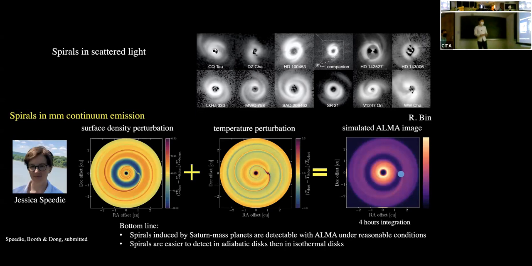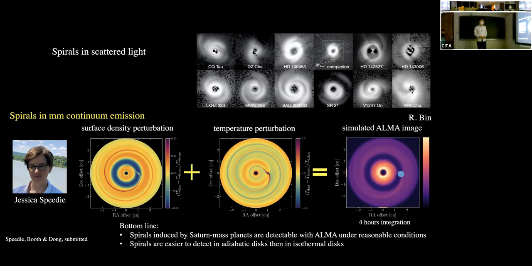So my student Jess looked into this. She used FARGO simulations to obtain the surface density and temperature perturbation of some millimeter-sized dust particles perturbed by a planet. And with these two, she was able to simulate ALMA images. So those are theoretical predictions of how planet-induced spirals should look at millimeter wavelengths.